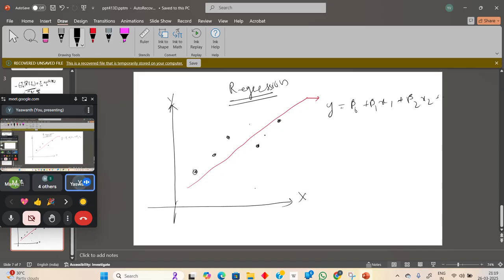How many values do we have? For example, 1, 2, 3, 4, 5. So 5 betas will come, 5 x values will come, and there is one y-intercept. If the y-intercept is 0, that means there is no y-intercept, so beta naught will be 0. Got it? So this is the final equation of this line.